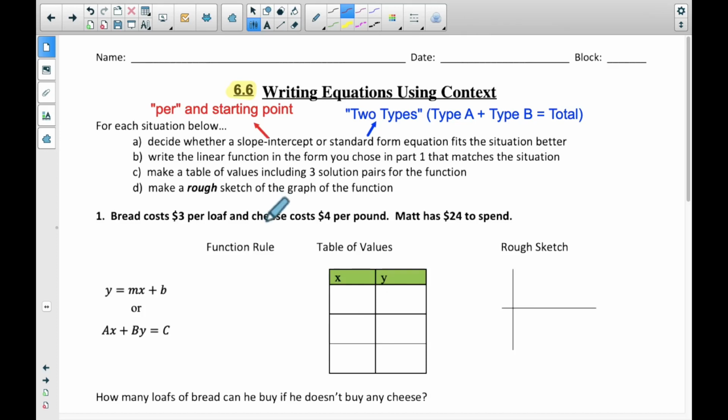Hi everybody, in this video today we're going to be talking about how to write equations from context. So first of all, this is lesson 6.6, so you might want to add that to your paper. Also, I have some other things to write down here.